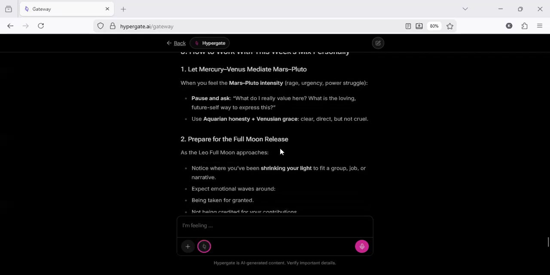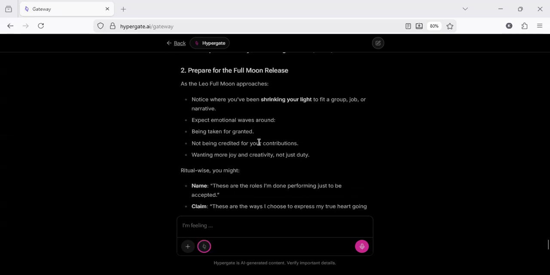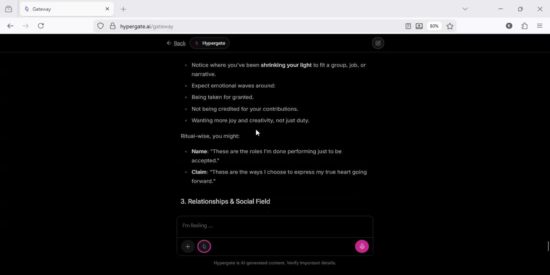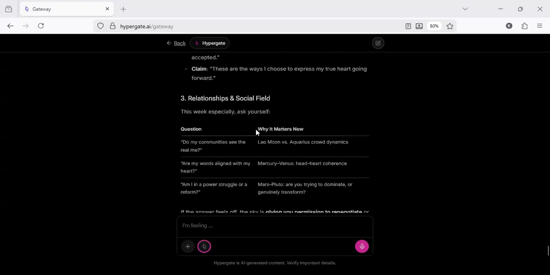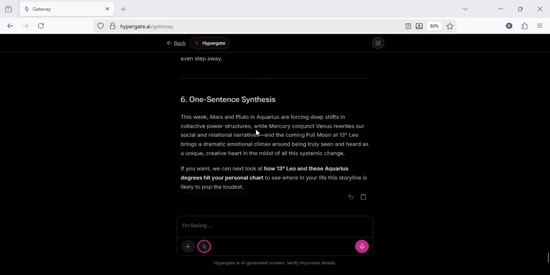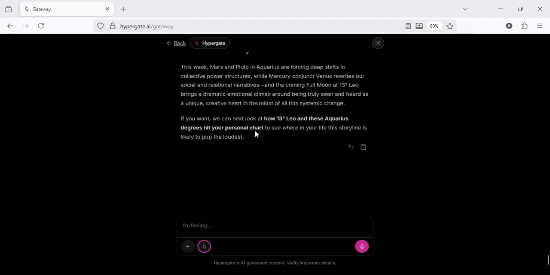What else have we got here? Pause and ask, what do I really value? What is the loving future self? Okay. And you can see how I could work with this AI. We can go on, but I'm not going to go all over it exactly. But you can see how it's tailored to a lot of this.